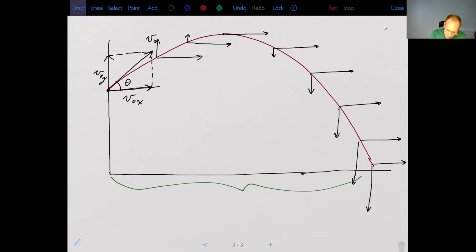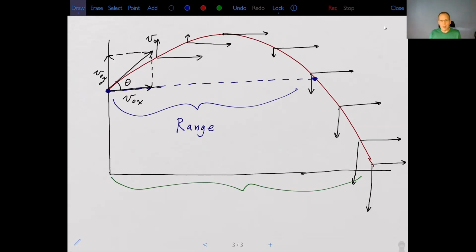But there's a very important one, and it's the one that's defined to be from the point of projection, so right here, to a point on the path that's at the same elevation as the point of projection. So this distance, this horizontal displacement, is called the range. Okay, and one of the big things that we want to investigate in this lab is how does changing the angle of projection, so if I change this angle theta, how does that affect the range?